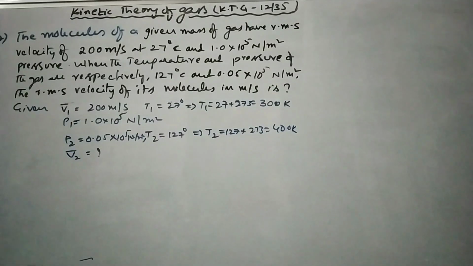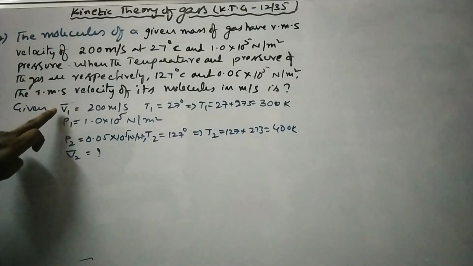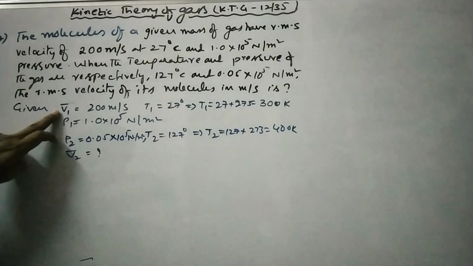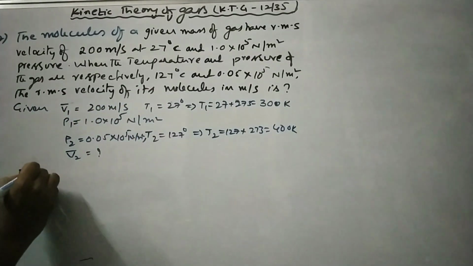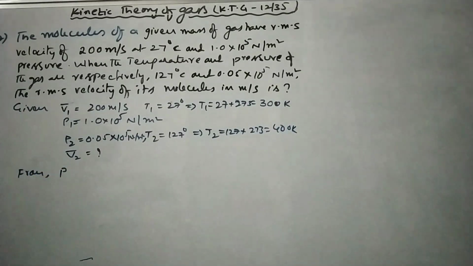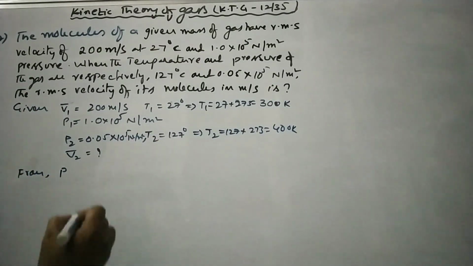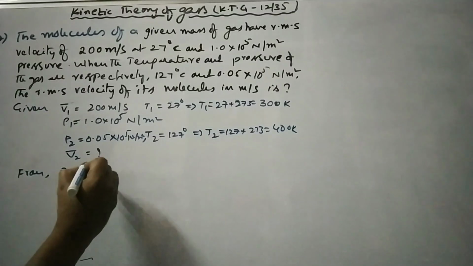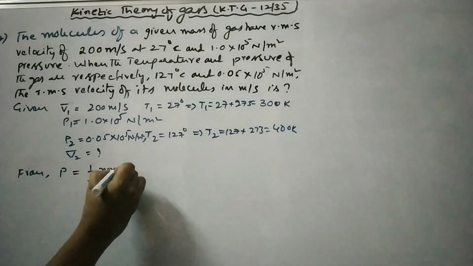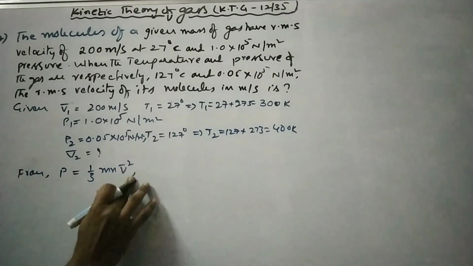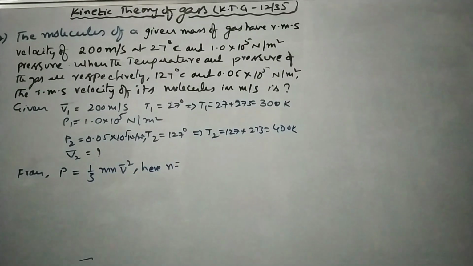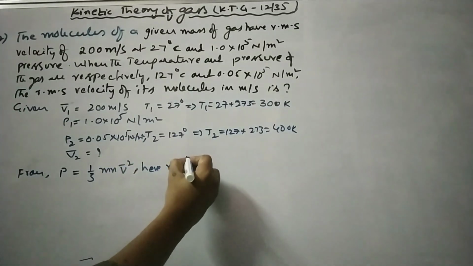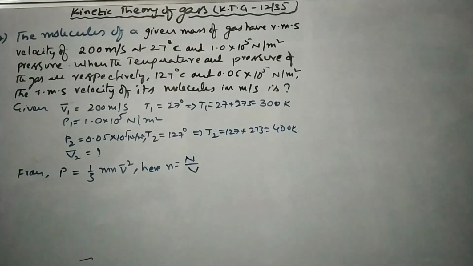V2 bar is equal to what? So how is the RMS velocity of a gas molecule related to temperature and pressure? Which is obtained first? From the kinetic theory of gases, the pressure exerted by the gas molecules on the walls of the vessel is 1/3 m n v bar square. Here n is the number of molecules present in the given sample per unit volume, that is N by V.